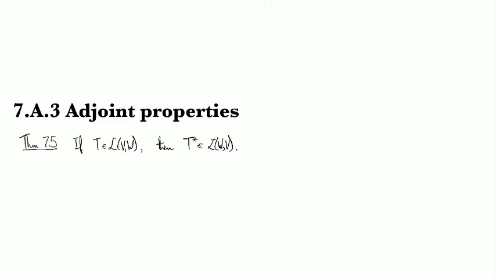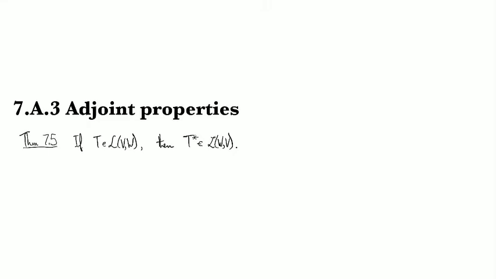Now that we have an idea of what the adjoint is, we'll look at some properties of it. So first off, if T is a linear map from V to W, then its adjoint is a linear map from W to V. In the last clip, we already said that it's a map from W to V. So the only new content here is that it's linear.